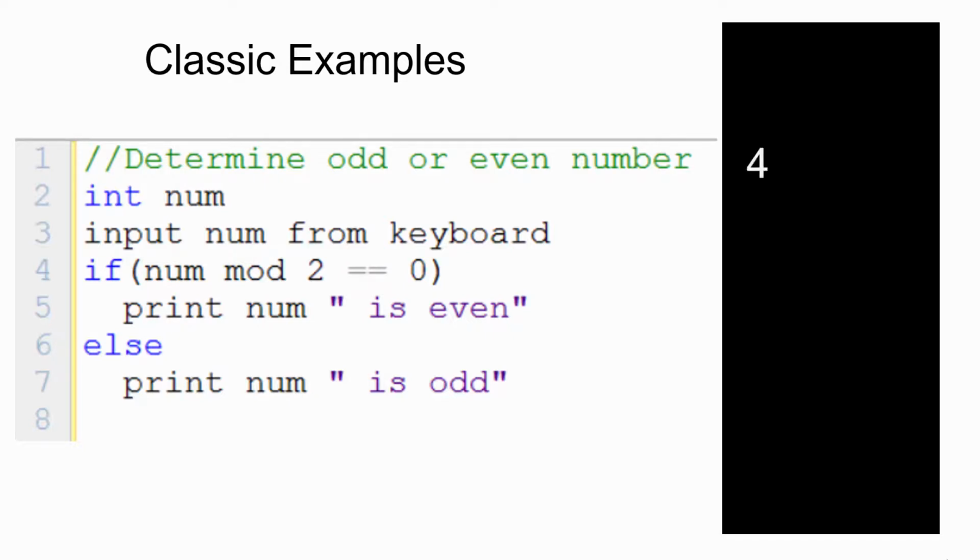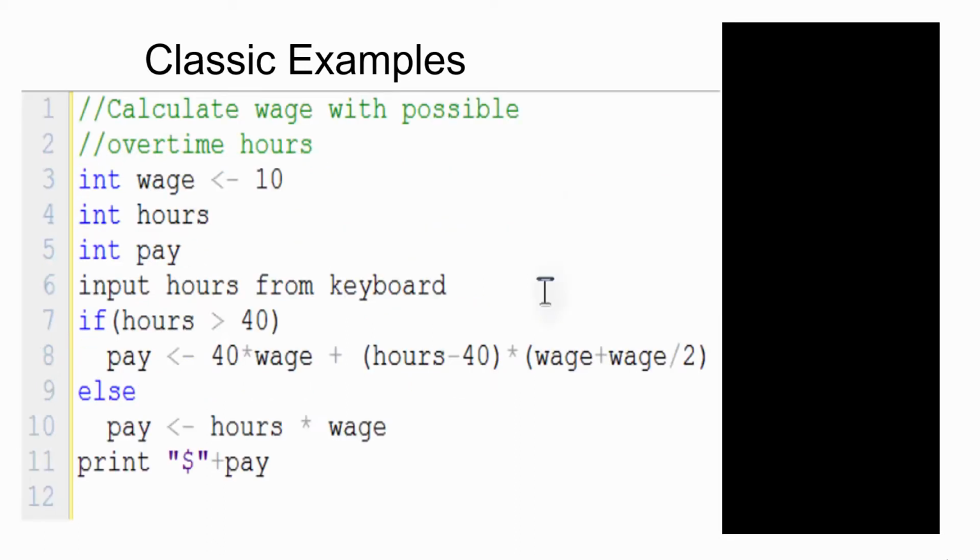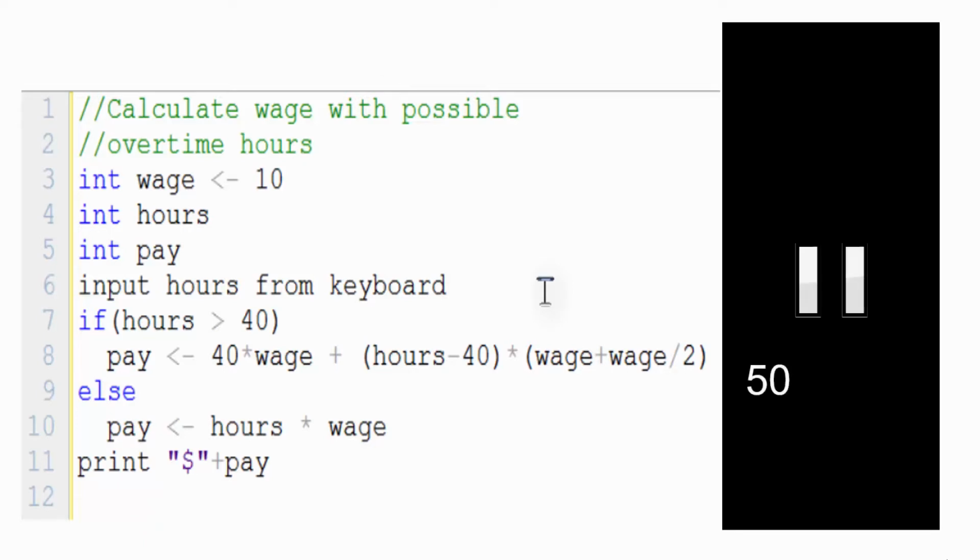If the remainder when dividing by 2 is 0, the number is even. Otherwise, the number is odd. Another classic example is when calculating someone's pay. If the total hours is 40 or less, the calculation is pretty straightforward. Otherwise, you have to pay overtime. Stop the video and see if you could do the math for the last input value of 50. If you got $550, you were correct.